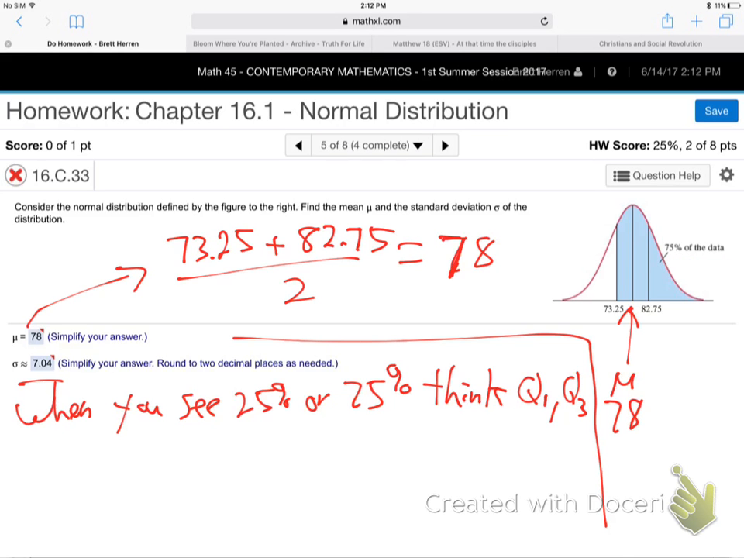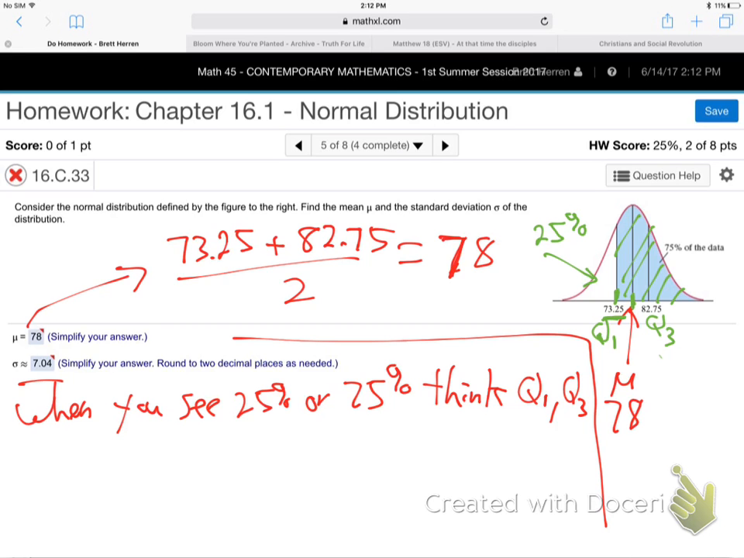Okay, now, if they're saying all this shading is 75% of the data, all of that shading is 75% of the bell curve, then how much is this white section? Got to be 25, right? Got to be the other 25, right? Which means this mark right here where the 73.25 is must be the end of the first quarter. And this must be the end of the third quarter, and this must be halftime in the middle.